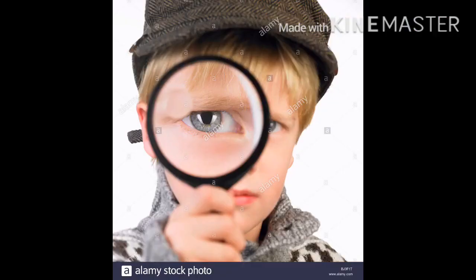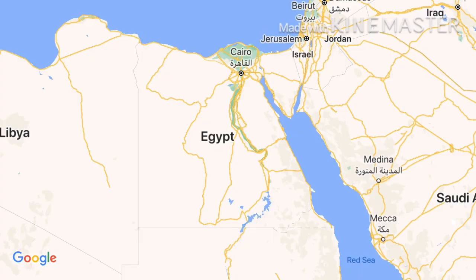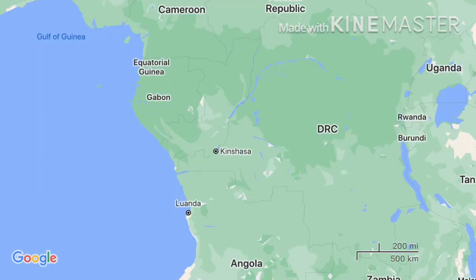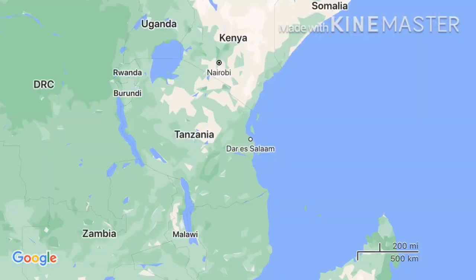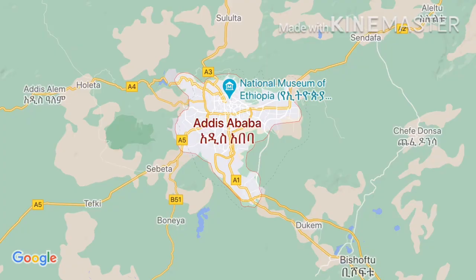Now let's look at some other aspects of this new republic. What would be the capital? Every province, state and region should have its own capital. Let's discuss the capital of each region. Northern Africa: Cairo. Western Africa: Lagos. Central Africa: Kinshasa. Eastern Africa: Dar es Salaam. Southern Africa: Joburg. The capital of Africa would have to be Addis Ababa in Ethiopia.